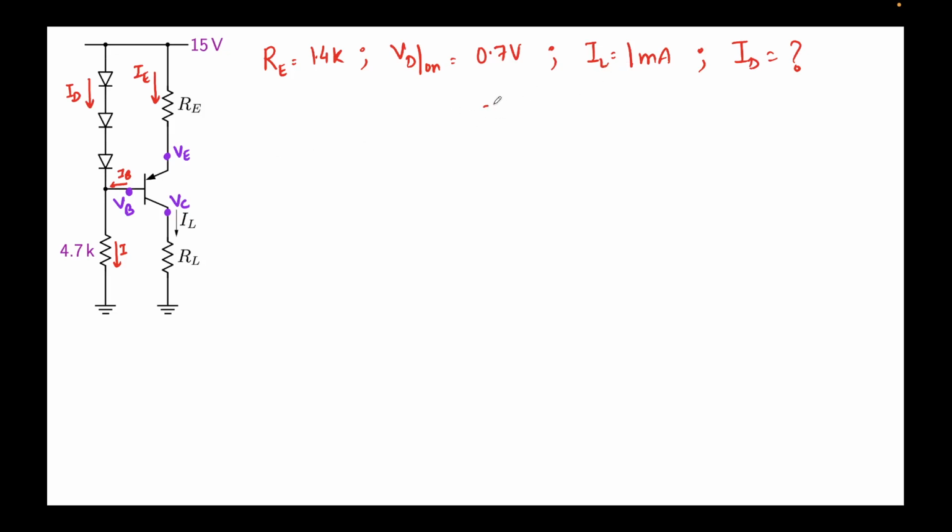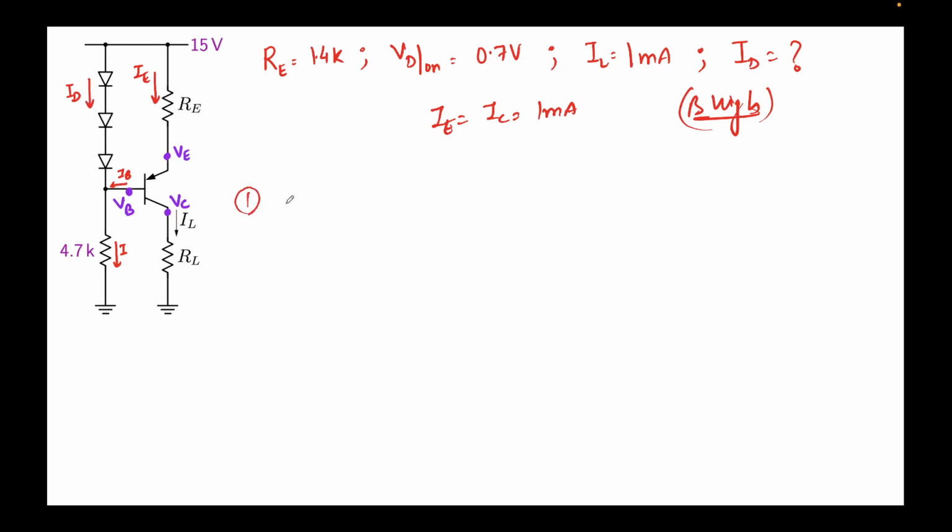So if we know IC, which is equal to 1 milliamps, and beta, which again I'm assuming to be high, just please make sure, it should be IE equal to IC equal to 1 milliamps since beta is high. Now we are required to find the value of ID. ID is the current flowing through here.